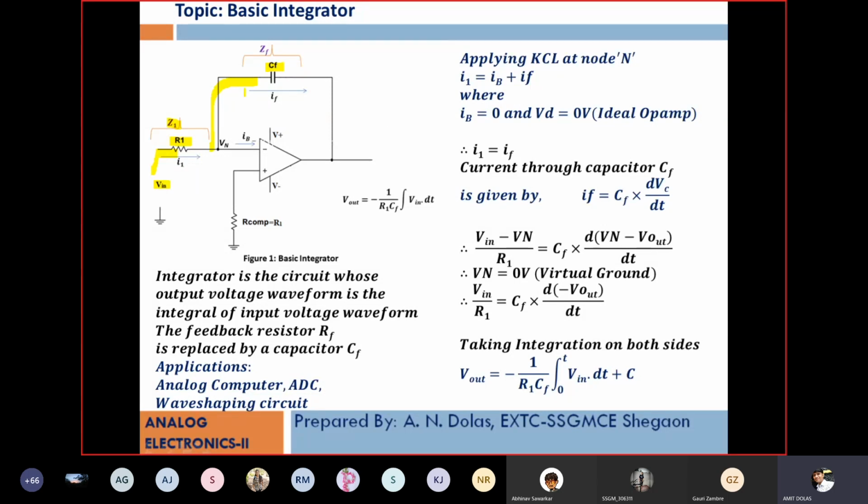So its impedance, the capacitance impedance, is mentioned here by ZF. ZF is frequency dependent. If frequency is low, then ZF is high, and if frequency is high, ZF will be low. And what is the gain of this circuit? I have not written the gain of this circuit. The circuit is in inverting mode, so the gain will be ZF divided by Z1.